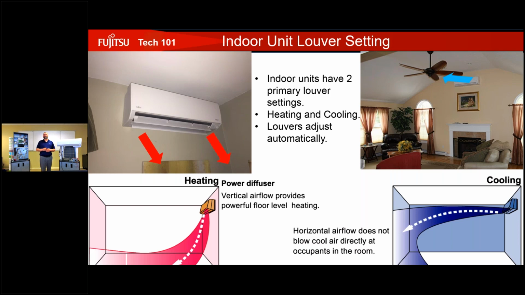For heating, a little bit differently, we're going to be throwing the air down to the floor. That is going to be the coolest point of the room, so we want to make sure that we blanket that area, and then we'll have gradual rise come back across to the top of the unit.